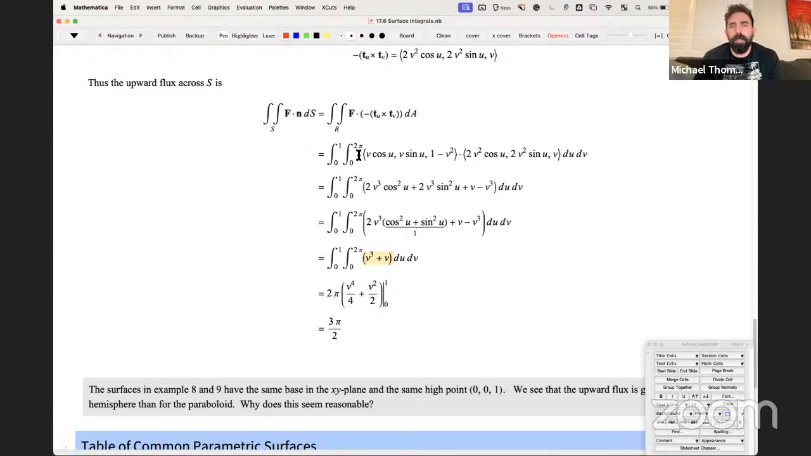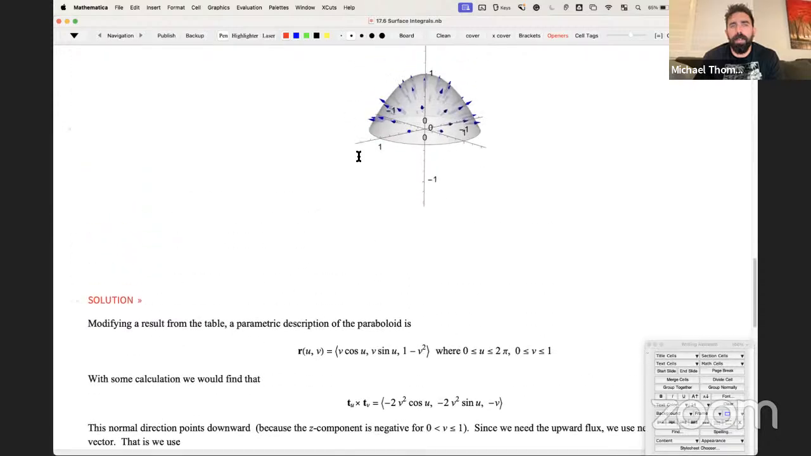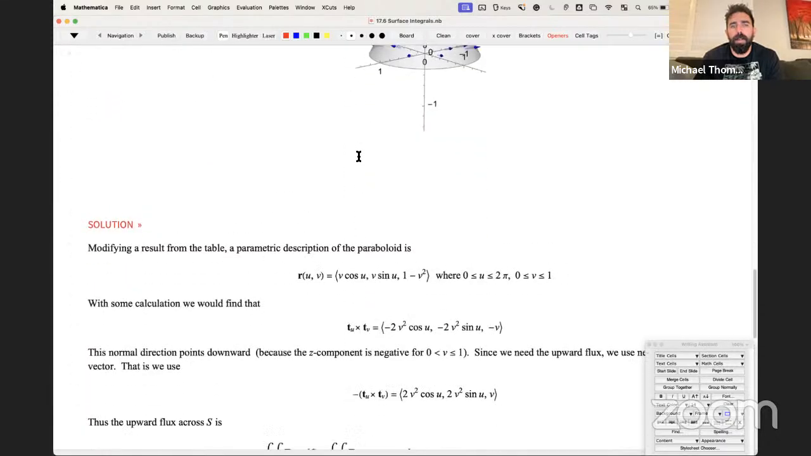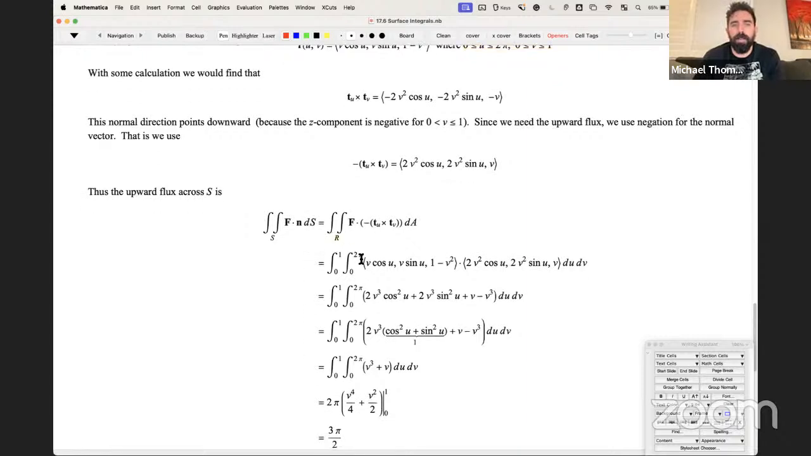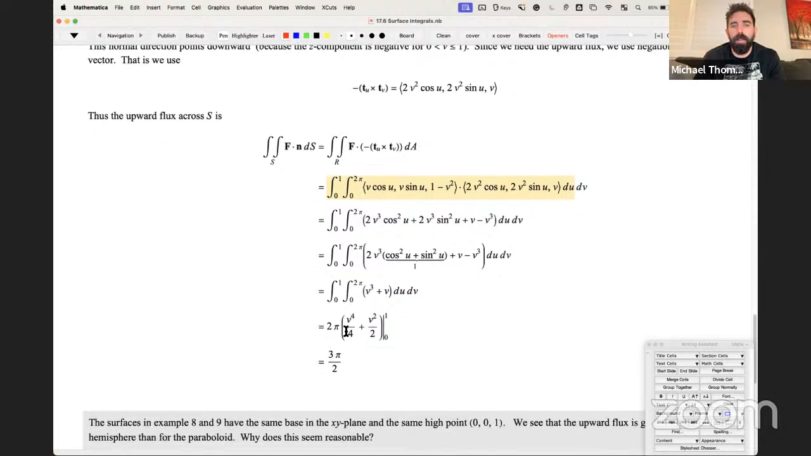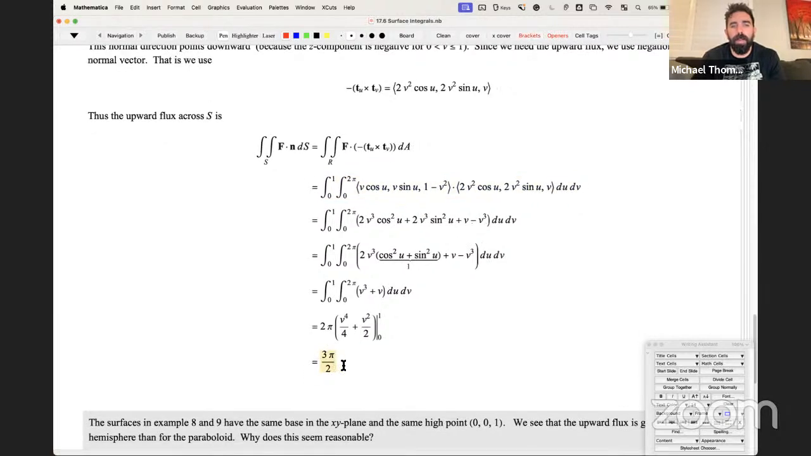By the way, our region here is a rectangle, from 0 to 2 pi in the u direction, 0 to 1 in the v direction. So that's the region R, and there's your limits up there on the left. When you run through it, you'll get 3 pi over 2, which is definitely a little bit less than 2 pi. It's 3/4 of 2 pi, right?